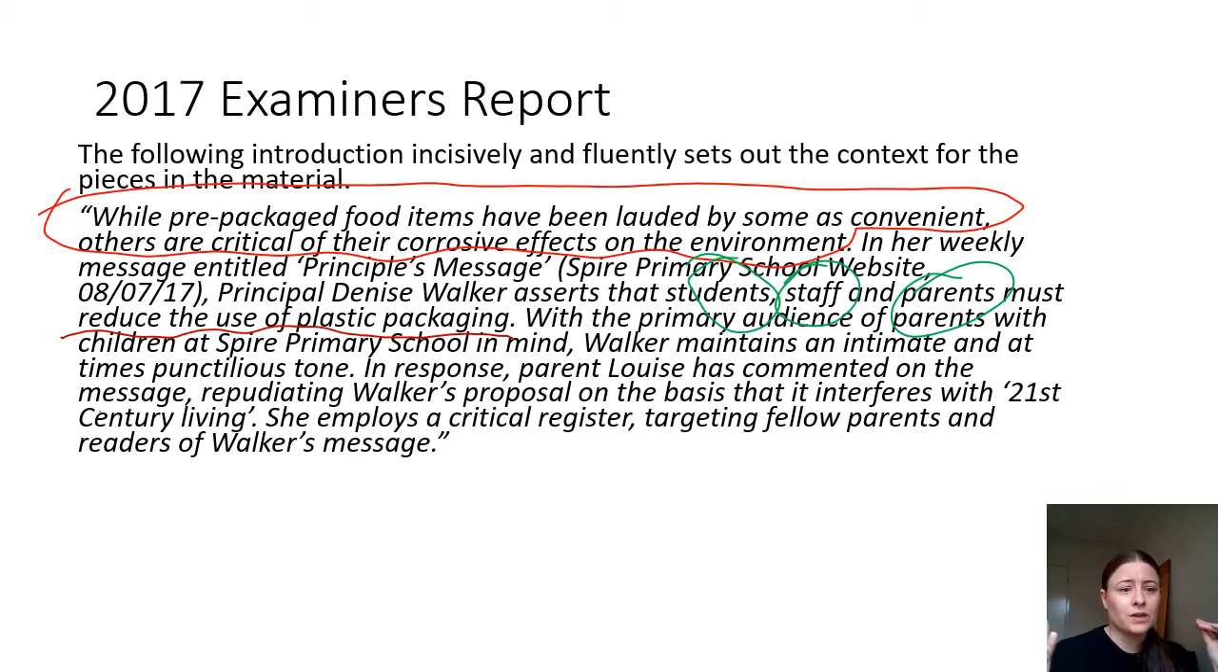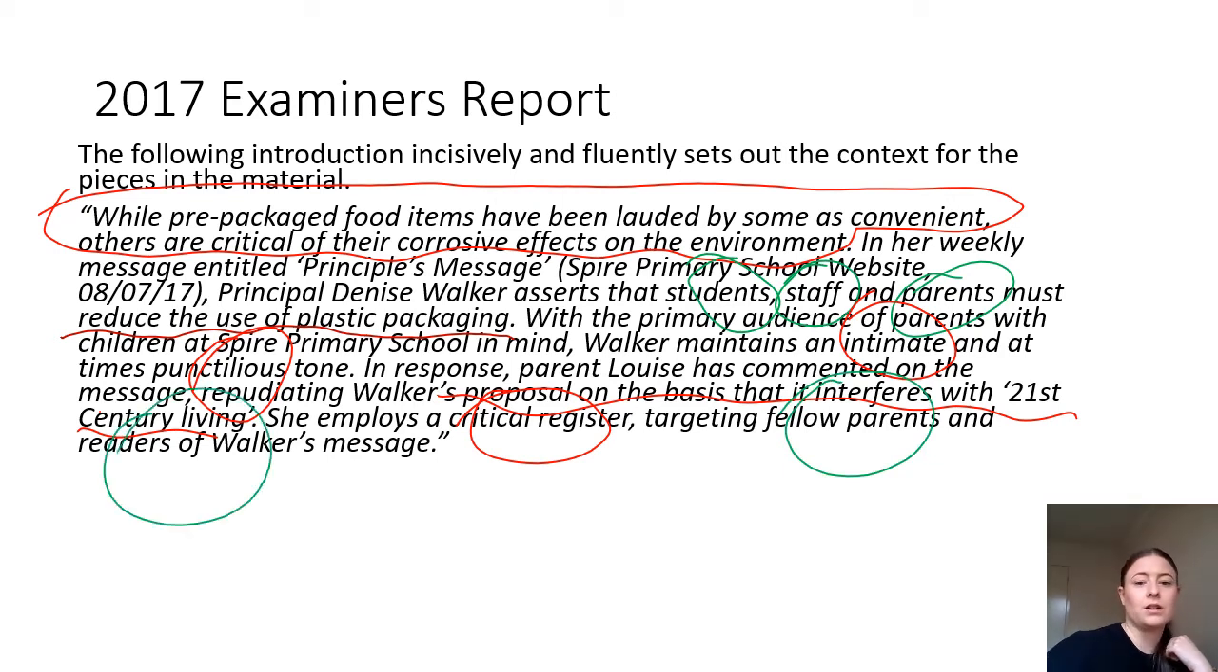With the primary audience of parents with children at Spire Primary School in mind, Walker maintains an intimate and at times punctilious tone. So we've got tone words being used. In response, parent Louise has commented on the message, repudiating Walker's proposal on the basis that it interferes with 21st century living. So here we've got the second text being introduced. We've got her contention for the second text. She employs a critical register, so description of the language, targeting fellow parents and readers of Walker's message. So they also understand that there is multiple audience groups for the second text as well.